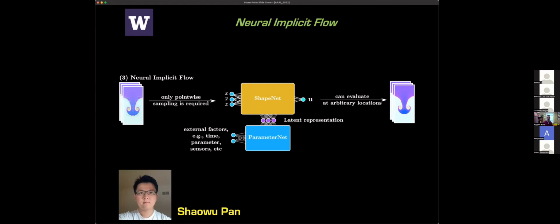So this is work that Xiaolu Pan did. And what he trains is what we call a neural implicit flow, which is a hyperparameter network: a network that maps the spatial information through a neural network to the actual value. And there's a parameter net which parameterizes this dynamics. And these are the external factors. We treat time as an external factor, as well as any other parameters like Reynolds number, for instance, in flow physics. Also, sensor locations. So what ends up happening is when you train this, now you have this very compact representation of your physics.